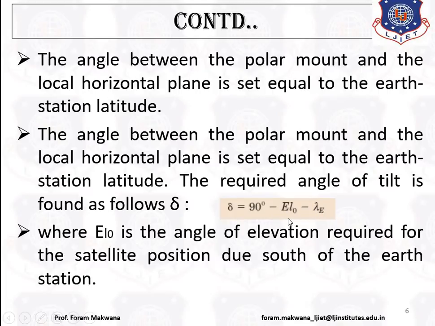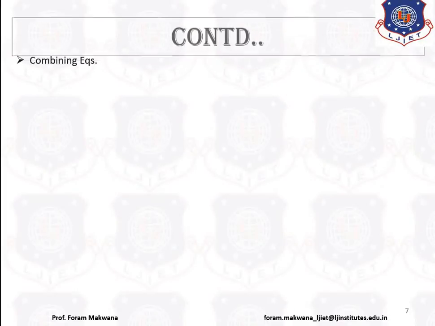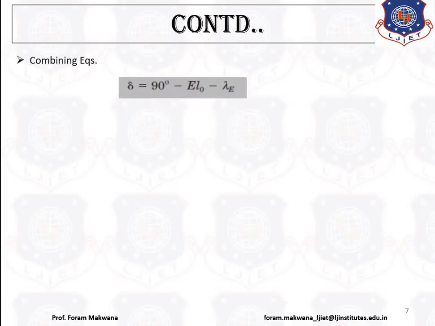Here EL0 stands for the angle of elevation required for the satellite position due south of the earth station. Lambda E stands for the latitude of the earth station. Now we have the value of the angle of tilt, that is delta.